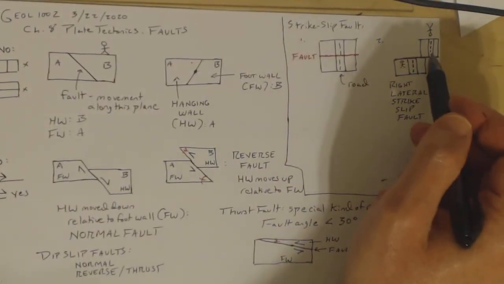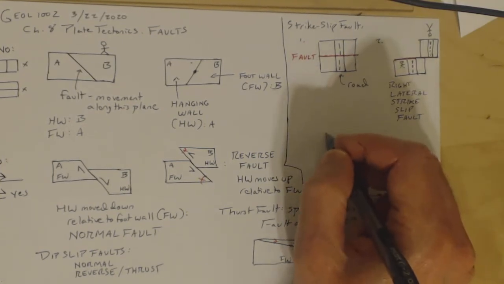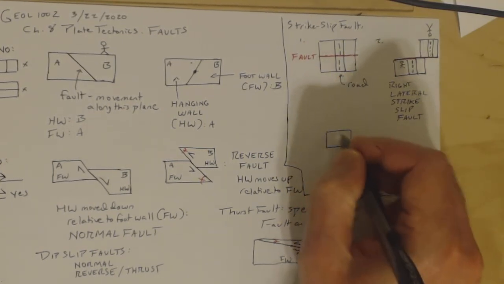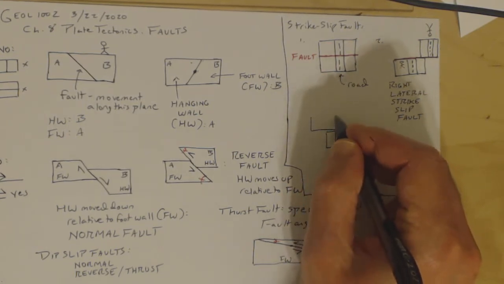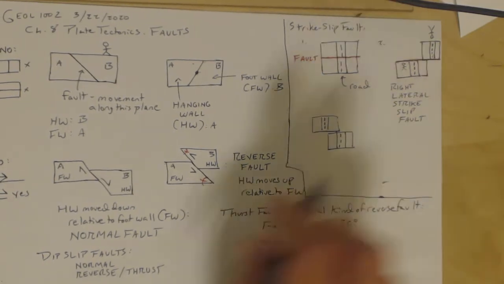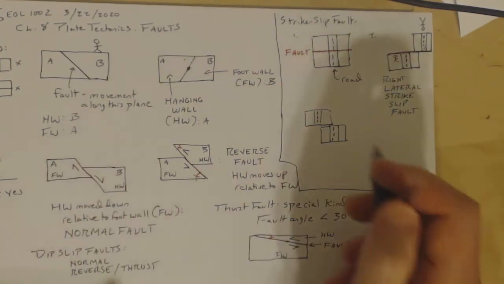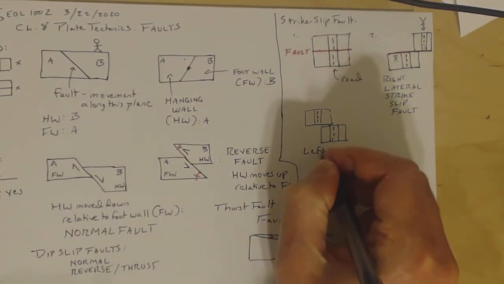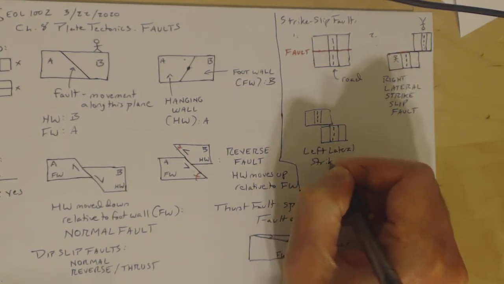If the block had moved to the left, of course, then it would be a left lateral strike-slip fault. It would look something like this, like so. And so we would call this a left lateral strike-slip fault.